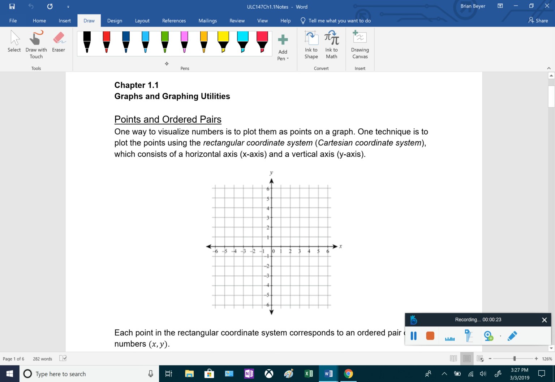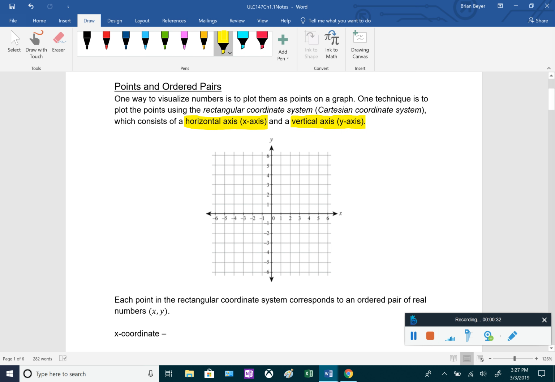It's going to consist of the horizontal axis, which is called the x-axis, and the vertical axis, which is the y-axis. So it looks like exactly what's labeled right here. You can see that the horizontal portion is the x's, the vertical portion is the y's. The more right we go, the more positive the x's get. The more left, the more negative the x's get. The further down we go, that's negative y, and the further up we go, that's positive y.